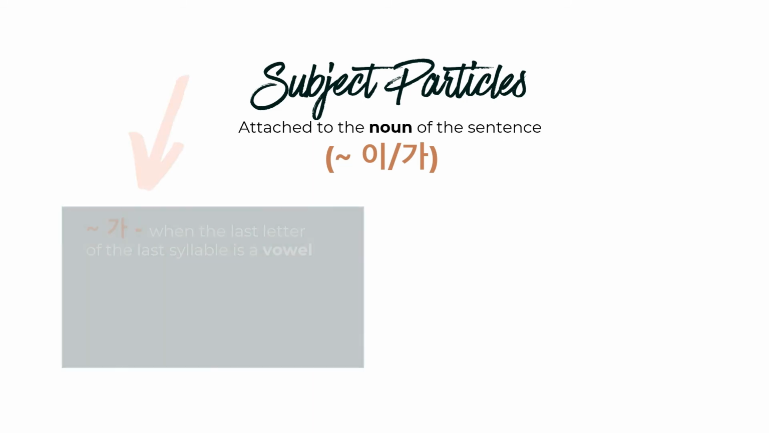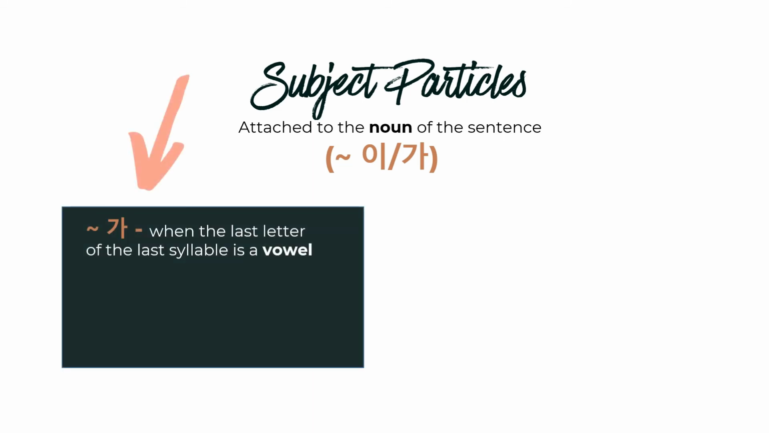Now, same with the topic particles, we also have the subject particles, which are also attached to the noun of our sentence. But here, we don't use nun and un. We use the particles I and ka. So when do we use I? When do we use ka?